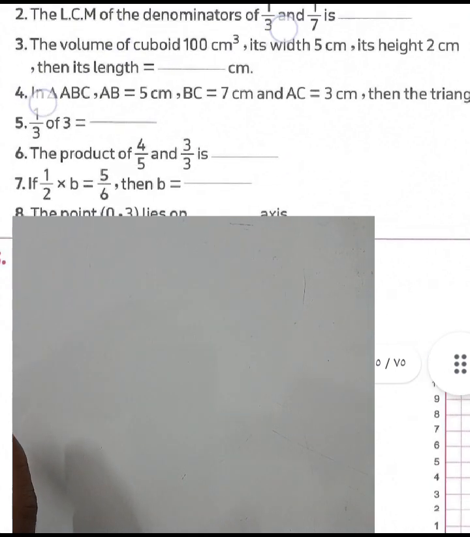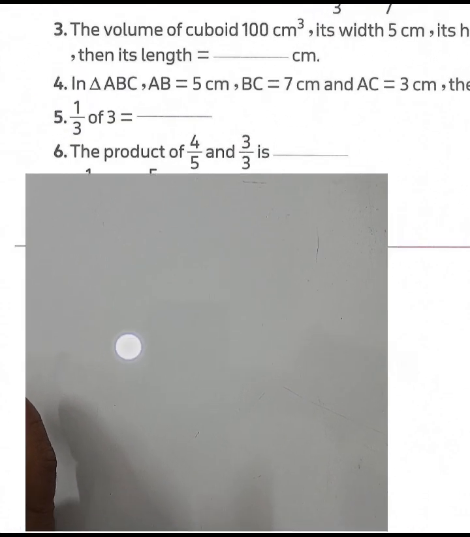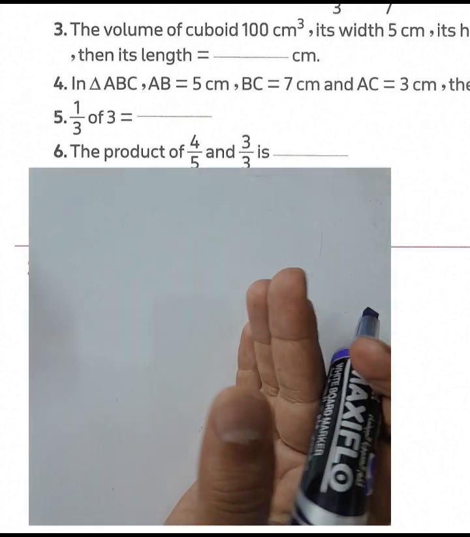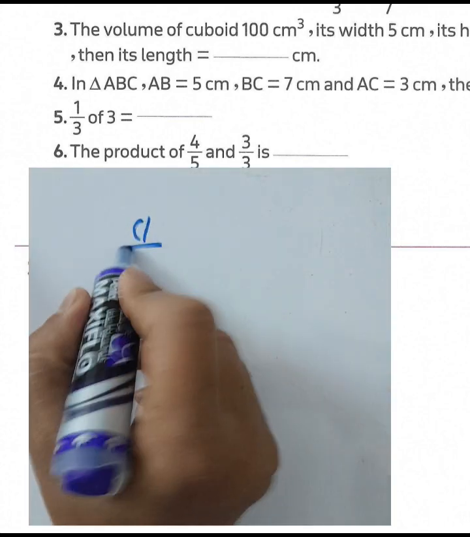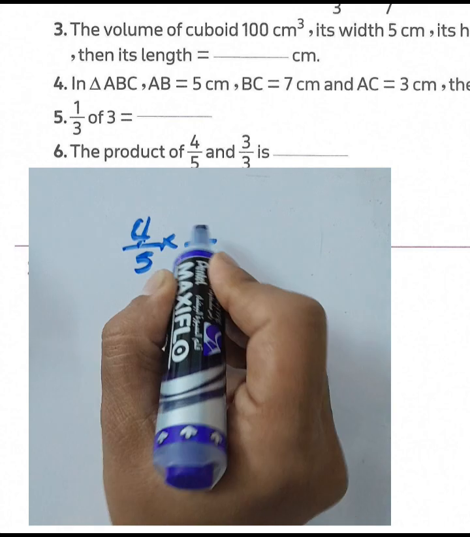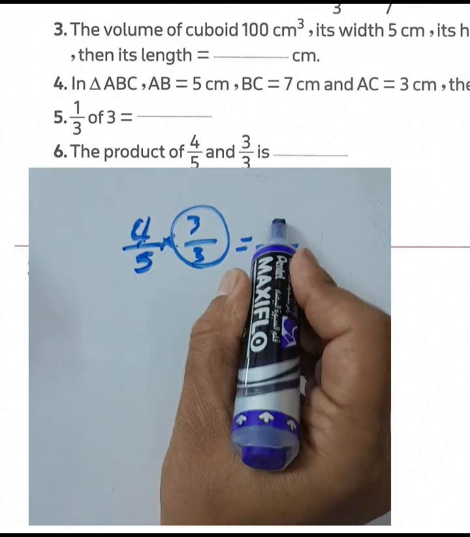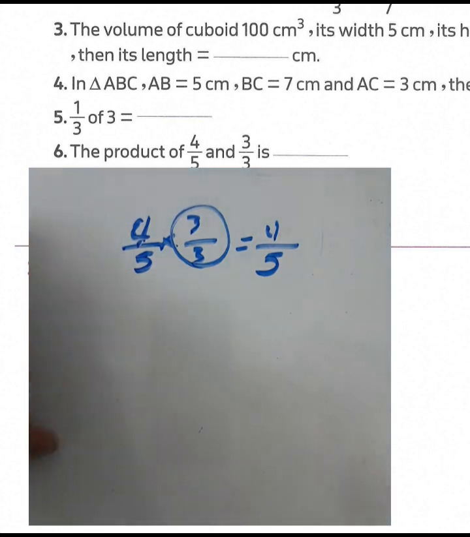Question number 6. The product of 4 over 5 and 3 over 3 will be an exact result, because 3 over 3 will be 1. Okay, 4 over 5 times 3 over 3, 3 over 3 means 1. 1 times 4 over 5 will be 4 over 5.